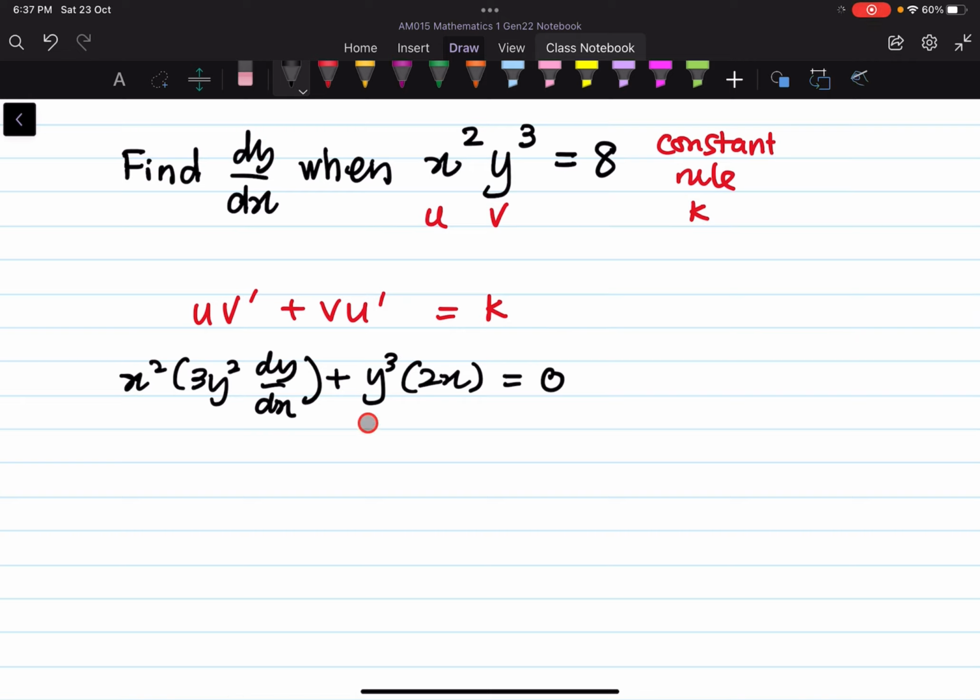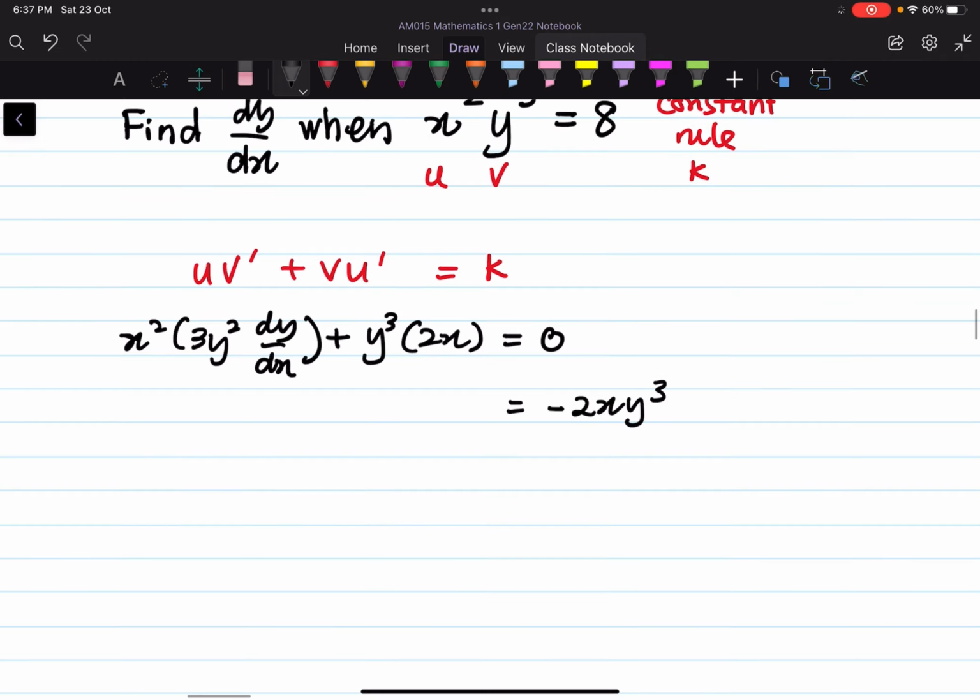So let us bring y cubed 2x to the right hand side, and I rearrange it. It's going to be negative 2x y cubed. And for the left hand side, I rearrange it. We have 3x squared y squared dy/dx.